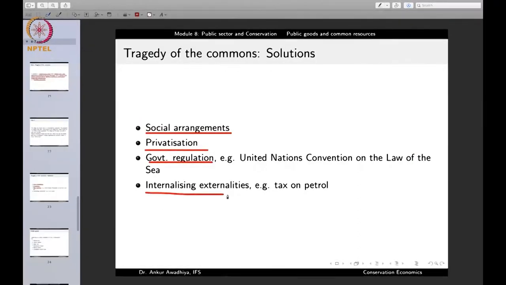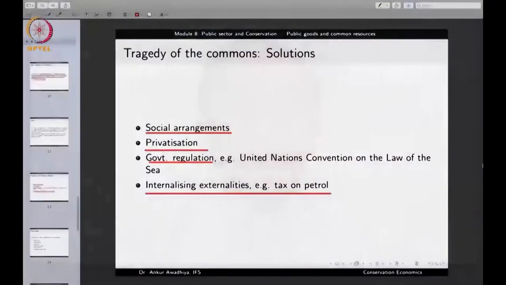Another thing is internalizing the externalities, such as tax on petrol. Which means that, because clean air is a common resource, if the petrol is taxed higher, then the externalities are getting internalized. The more one person is polluting by using a less fuel efficient vehicle, the more they will have to pay. So these are all different solutions to the tragedy of commons.